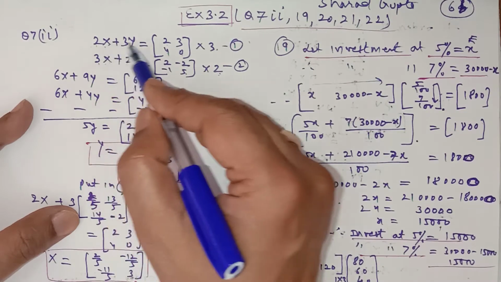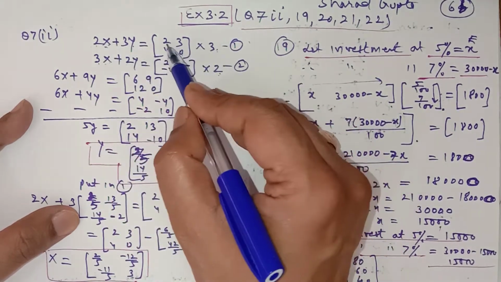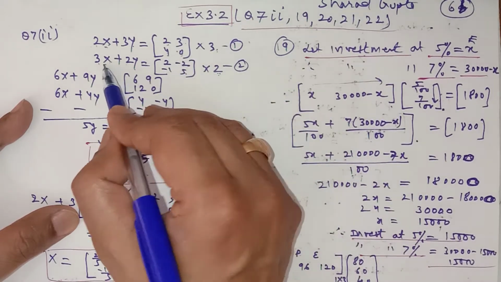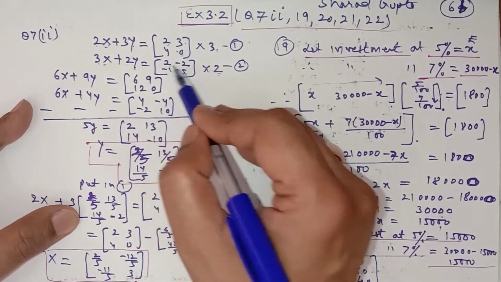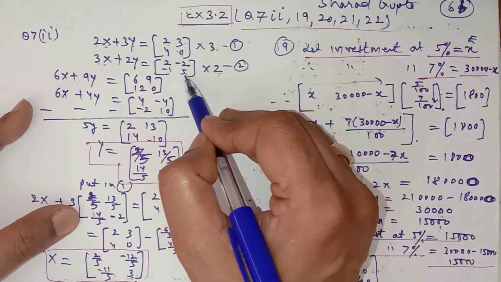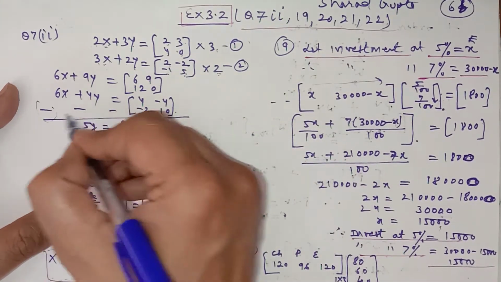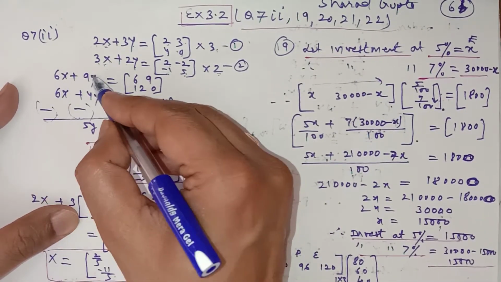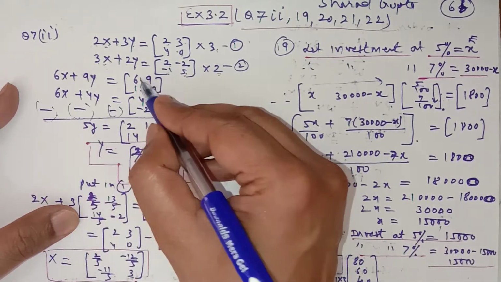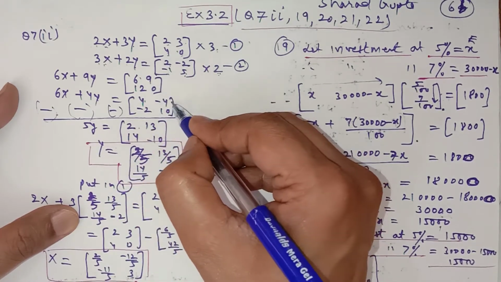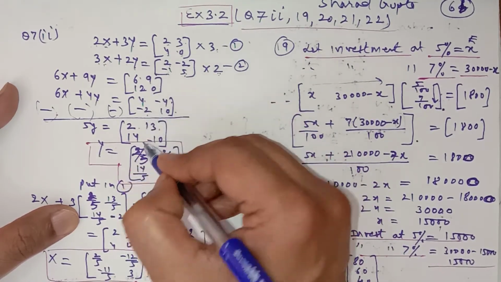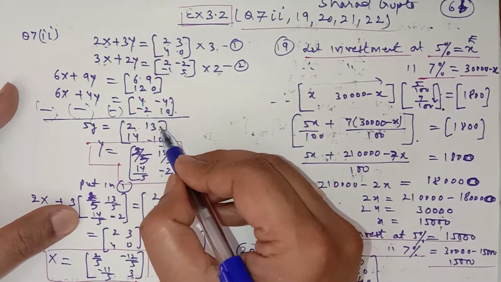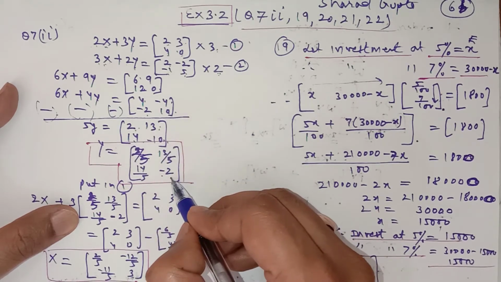I am getting 6x plus 9y is equal to 6, 9, 12, 0; multiply all the elements by 3. Multiply the second by 2: 6x plus 4y is equal to 4, minus 4, minus 2, 10. See it very carefully. Subtract, so 6x cancels out. 9y minus 4y will be 5y. 6 minus 4 is 2, 9 plus 4 is 13, 12 plus 2 is 14, 0 minus 10 is minus 10. Divide the whole equation by 5: 2 upon 5, 13 upon 5, 14 upon 5, minus 10 upon 5, that is minus 2.